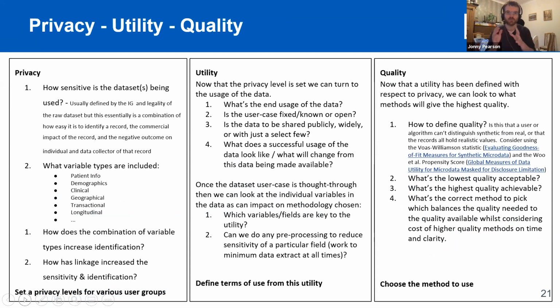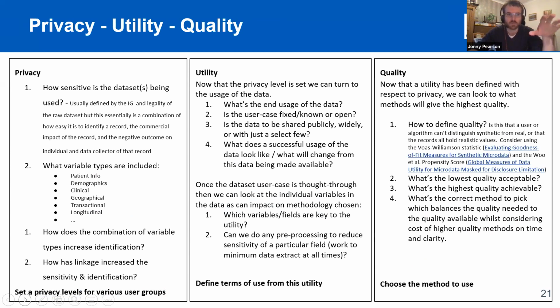Okay, so this has already been touched upon a couple of times. Usually the words privacy and fidelity have been used so far. I use privacy and quality with a utility in the middle as well. And these are three considerations that I think it is key that any synthetic project defines at the start, updates all the way throughout, and then publishes as part of its communications.